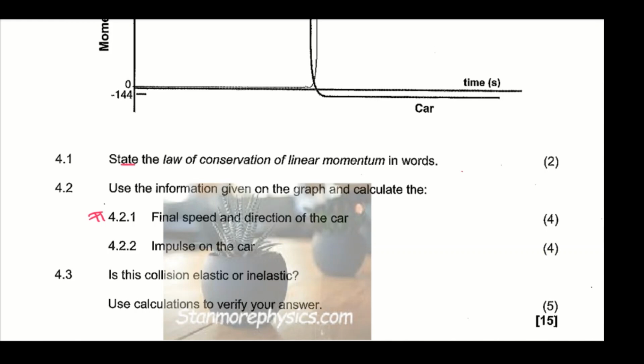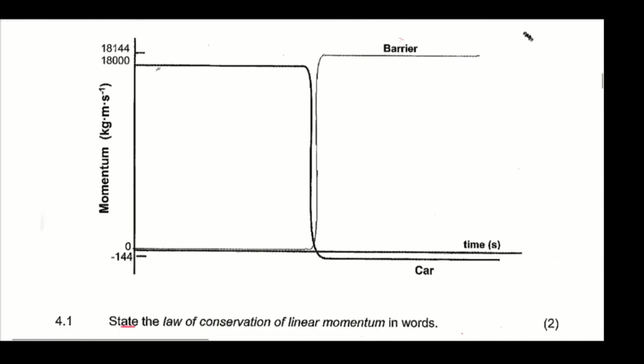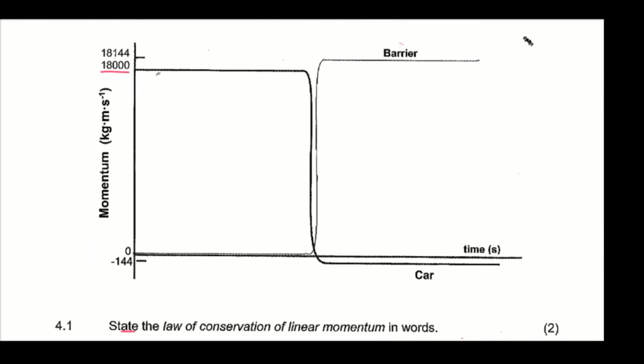So now in 4.2.2, we are asked to find the impulse on the car, right? So to find the impulse of the car, we're still going to use the diagram. So we have our initial momentum and we have our final momentum of the car, right? For us to find impulse, we know the equation for impulse is change in momentum equals force multiplied by change in t. So the change in momentum is the final momentum minus initial momentum equals F multiplied by change in t. So the final momentum, as I stated, it's this one here. So it's minus 144.